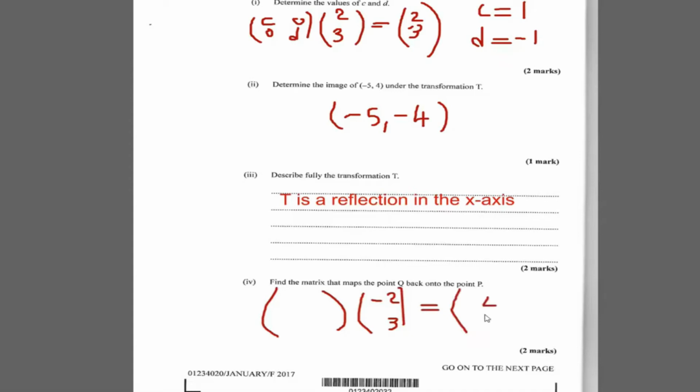So what's that matrix going to be? The matrix that's going to do that is we're going to need -1 here, 0, 0, 1. -1 times -2 gives you positive 2. So the matrix is [-1, 0; 0, 1]. That's the matrix that will map Q back onto P.